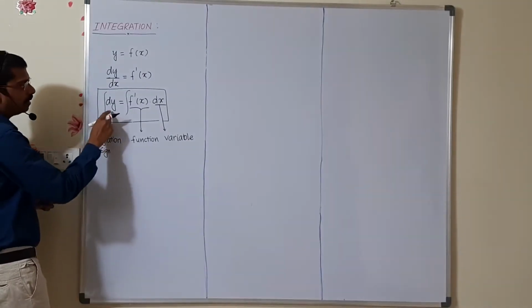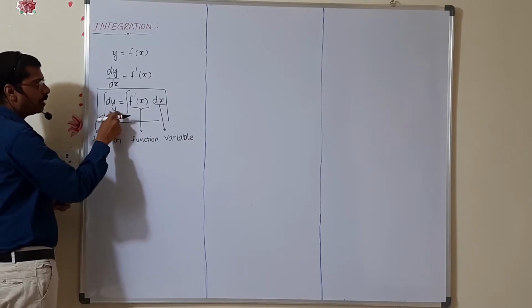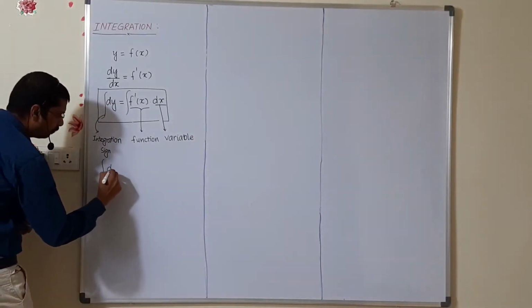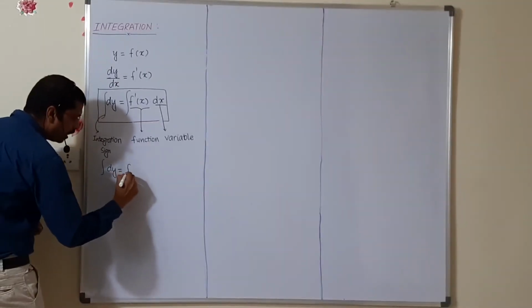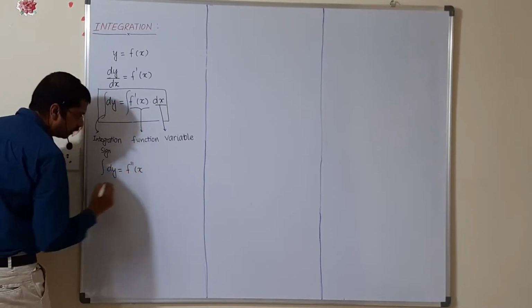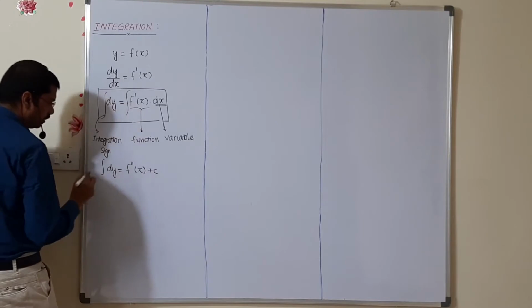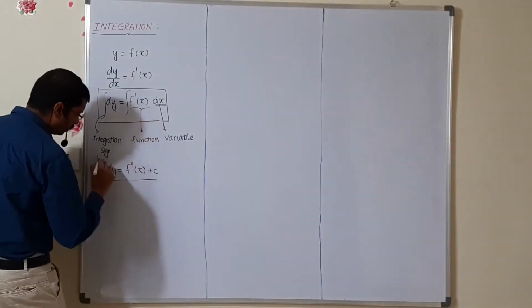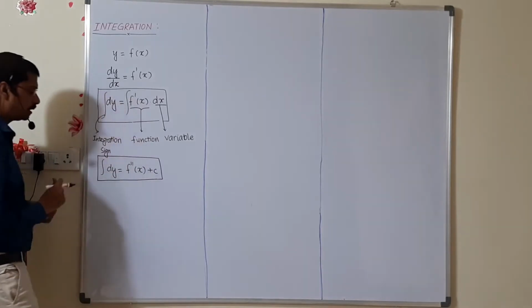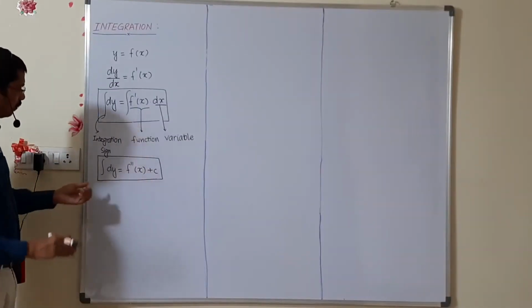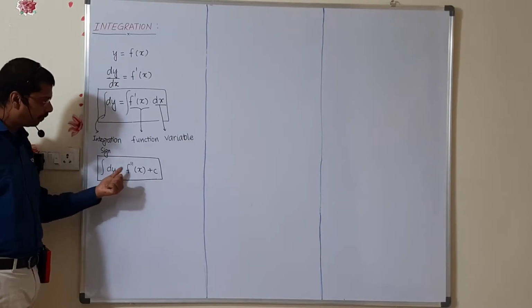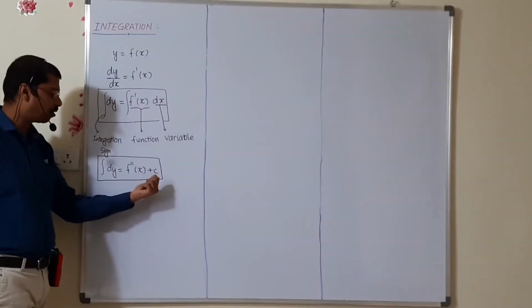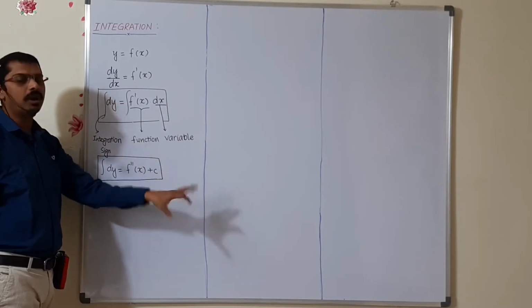It is an integration symbol. It is a small value, means y variable, and f dash of x is a function, and this we can say variable. This complete value we can write: integration of dy is f double dash of x dx plus c. This is the real integration. Means if you want to get any equation, now we have to find it in this way. Here c is a constant. This constant, any value we can consider.